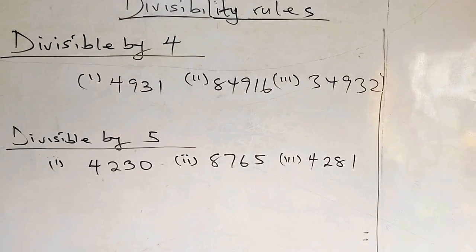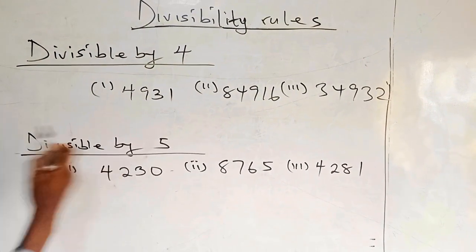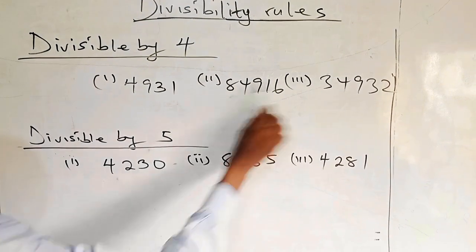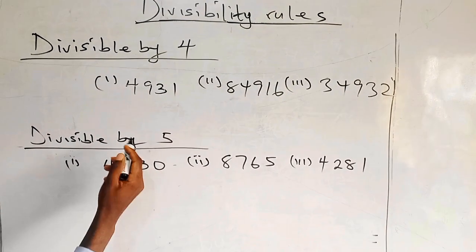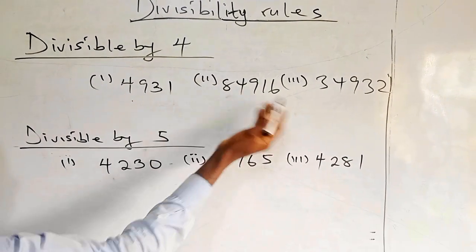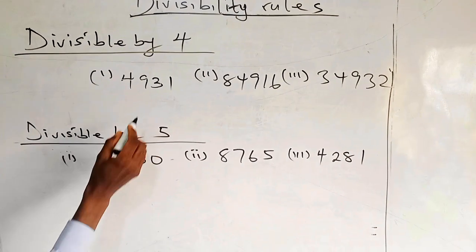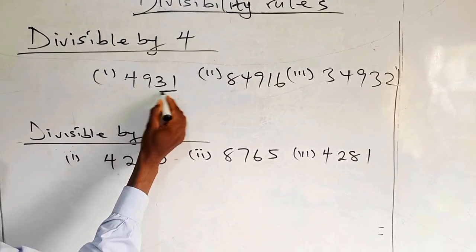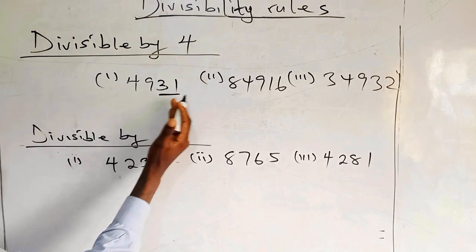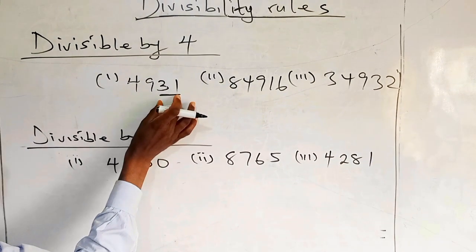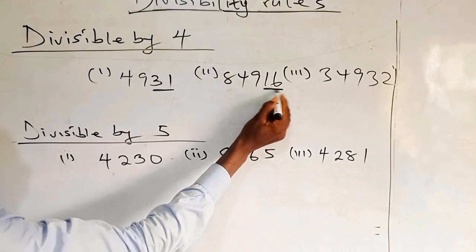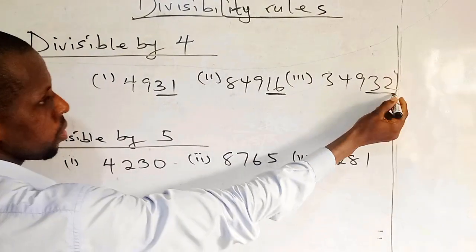Thank you. Okay, so the divisibility rule of 4. Which of these numbers is divisible by 4? Now the rule guiding 4 is this. How do you know a given whole number is divisible by 4? The last 2 digits of the number, in the same order, must be divisible by 4. When you look at the last 2 digits here is 31, the last 2 digits here is 16, the last 2 digits here is 32.